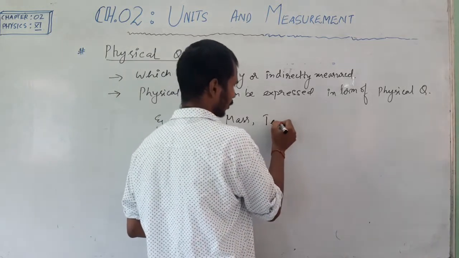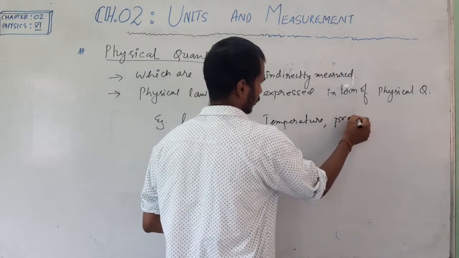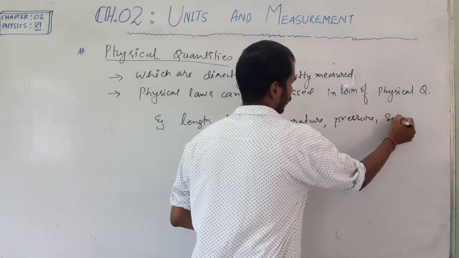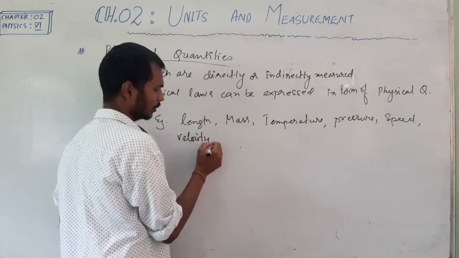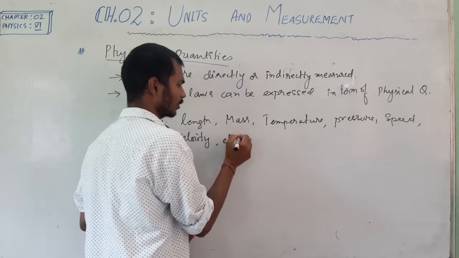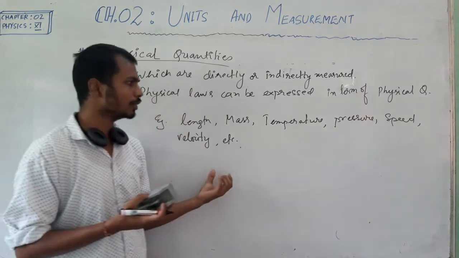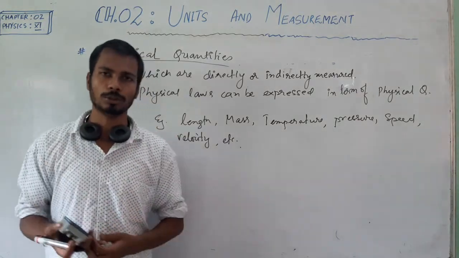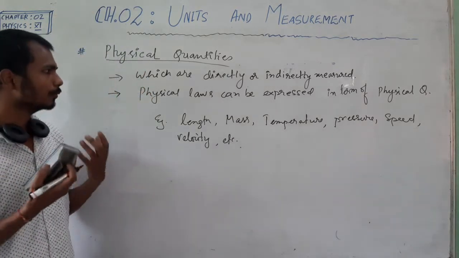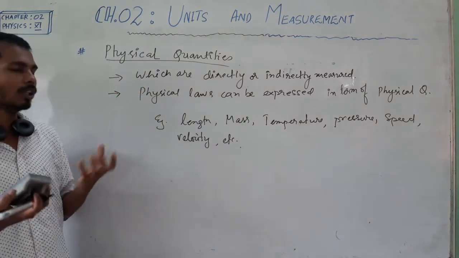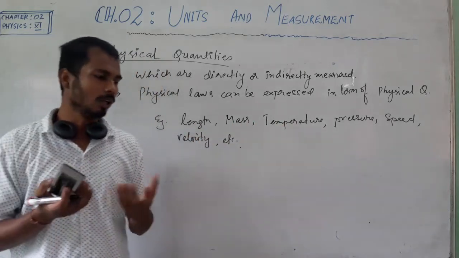Mass, temperature, pressure, speed, velocity, etc. There are many physical quantities in terms of which we can express various laws of physics. To express the laws of physics, we need these physical quantities. For example, the laws of motion.